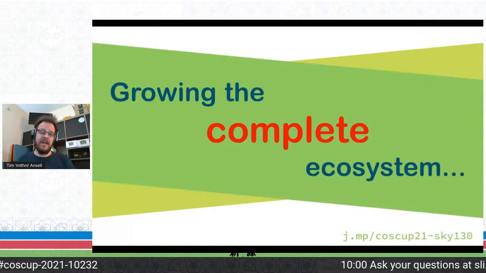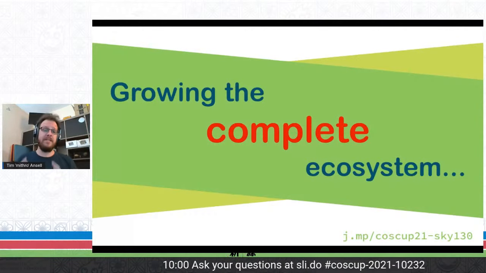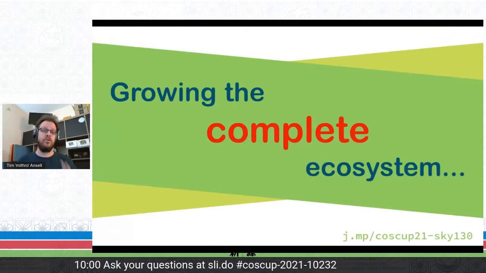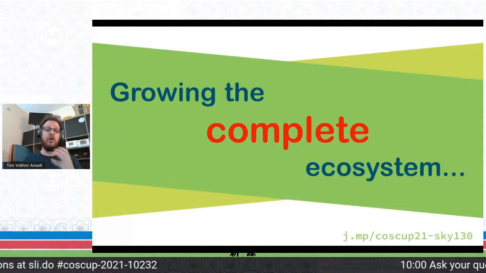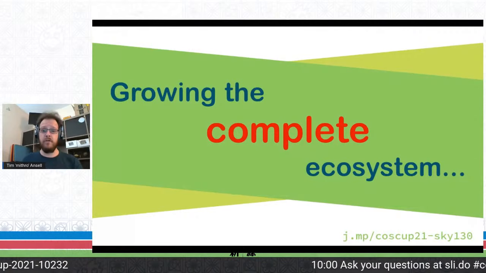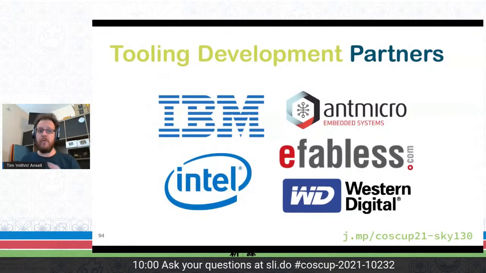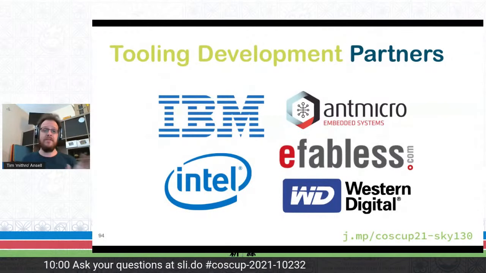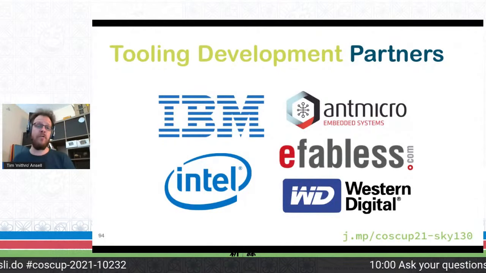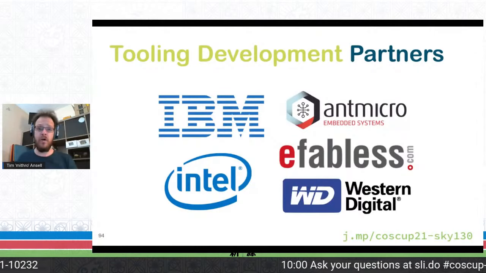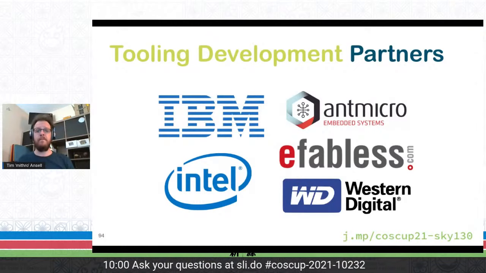But the key thing is that growing the complete ecosystem is something that is a bigger task than just Google can do. So we're working heavily with a lot of different partners to make this possible. For developing the tools, we're working with a wide variety of both big and small partners, people like IBM, Intel, Antmicro, efabless, Western Digital, are all contributing to various bits of this open source ecosystem.